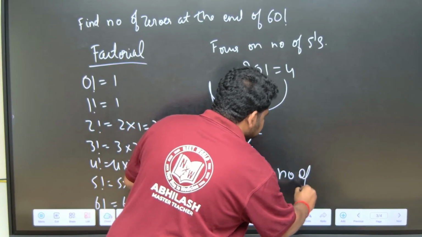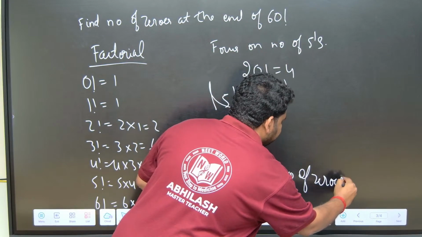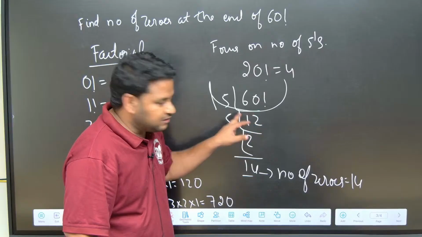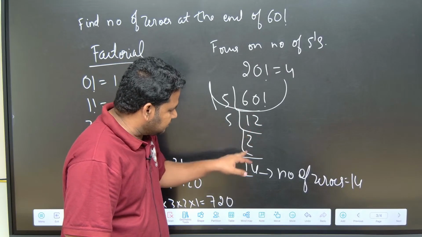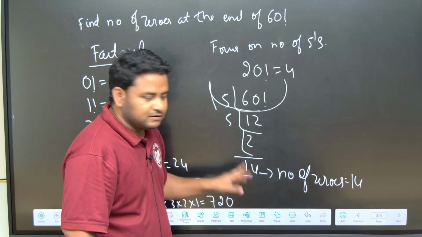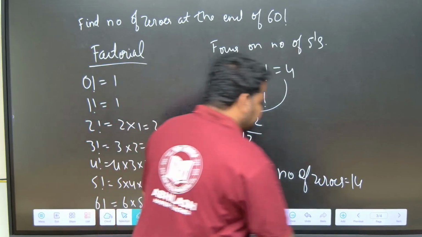Number of zeros is equal to how much? 14. If they give 60 factorial, 5 12s are 60, 5 2s are 10. Okay. So, if you add 12 plus 2, what will you get? 14. So, the number of zeros is 14. Clear? This is how you have to solve this question.